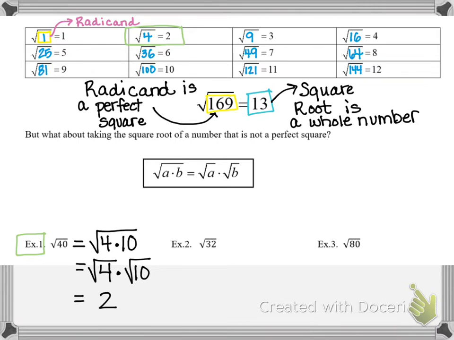But since I cannot simplify the square root of 10 any further, it just becomes 2 times the square root of 10. And that's my final simplified answer.